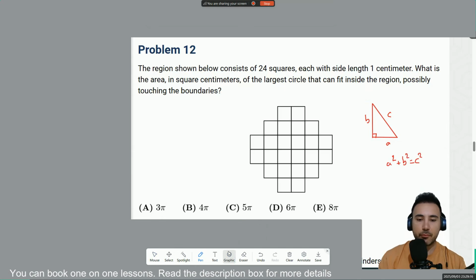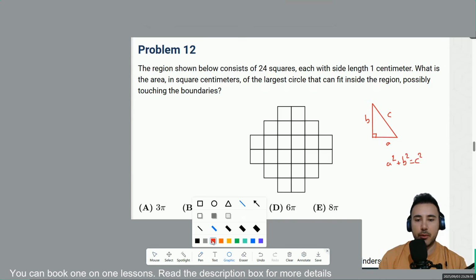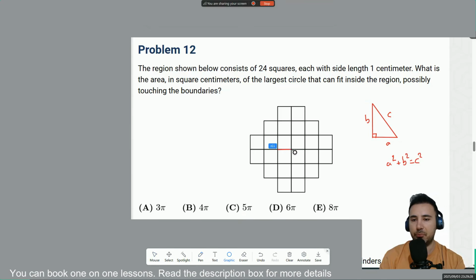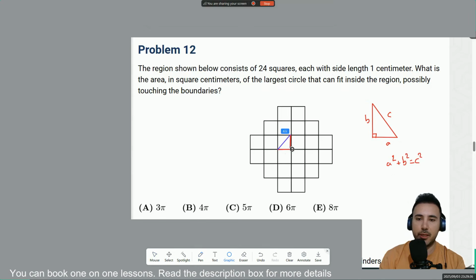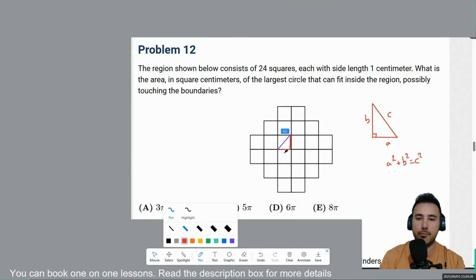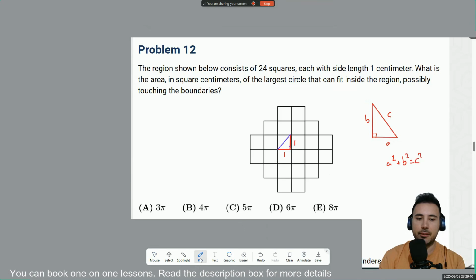So, for example, let's read the question first. The region shown below consists of 24 squares, each with side length 1 centimeter. That means this is 1 centimeter. This is 1 centimeter, right? Also, because it said square. Then what is this diagonal here? This is 1, 1, right? Let's just write this as C, for example.